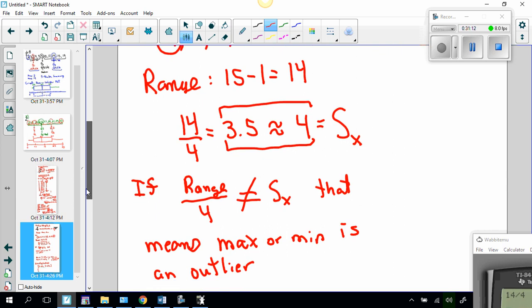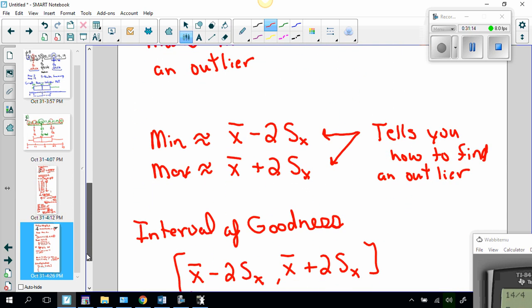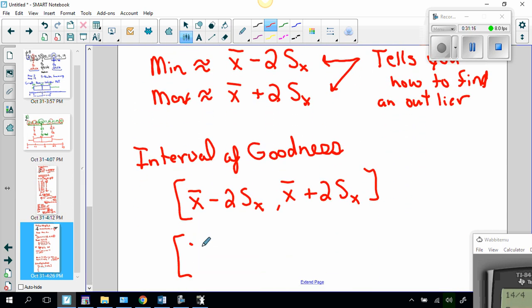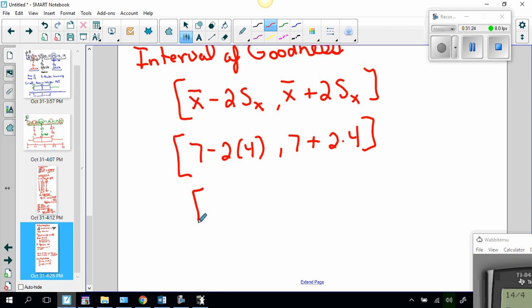So here we are, we're trying to talk about outlier at the tail end of the lecture, and you're tired, but 7 minus 2 times 4, and 7 plus 2 times 4. This is the interval of goodness, and I get 7 minus 8 is negative 1, and 7 plus 8 is 15. That is the IOG, or interval of goodness, however you want to talk about it.